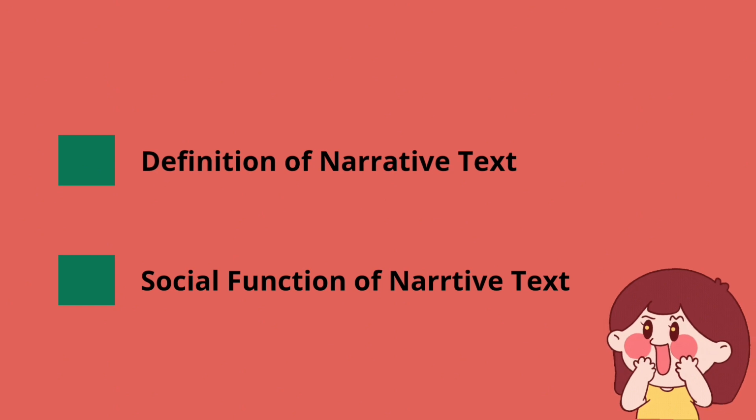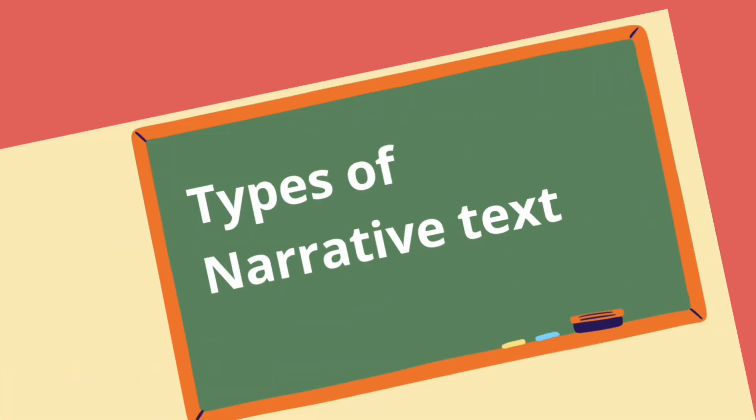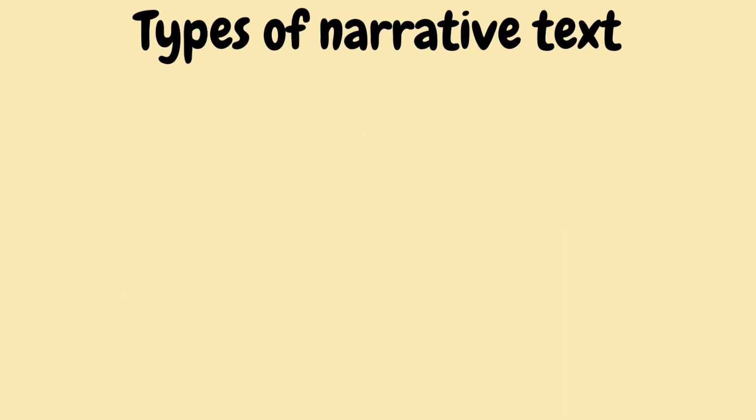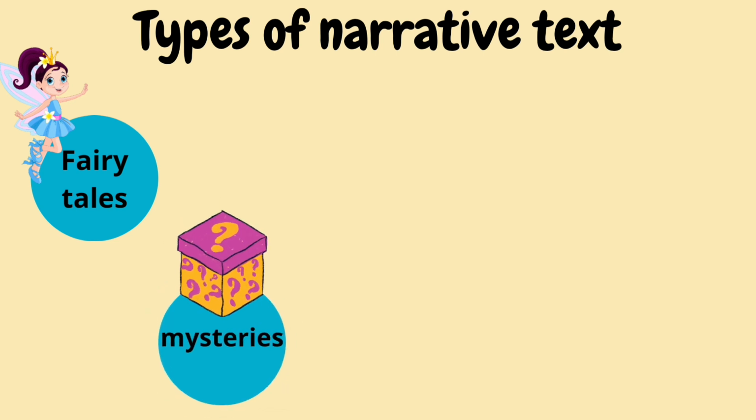Now that we know the definition and social function of narrative text, let's look at the types of narrative text. There are several types of narrative text. First, fairy tales. Fairy tales are retold from generation to generation and tell stories about fairies, princesses, dragons, elves, and others. The second is mysteries, which is about solving the problem of a mystery.